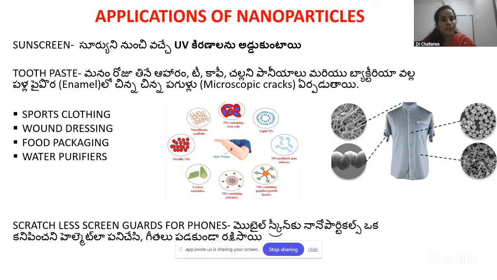And if we look at the other applications, I have put here sports clothing, wound dressing, food packaging, water purifiers. All these are also using different types of nanoparticles. Let's take sports clothing. Okay, whether you go for sports or not, I think everybody is health conscious nowadays, at least we will be doing some exercise in our routine lifestyle.